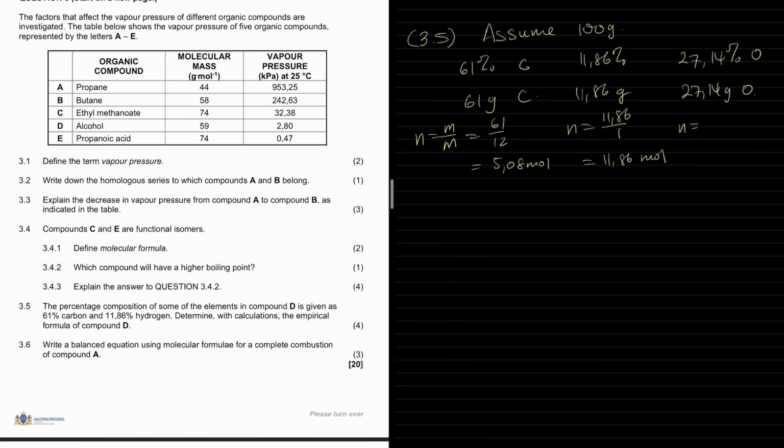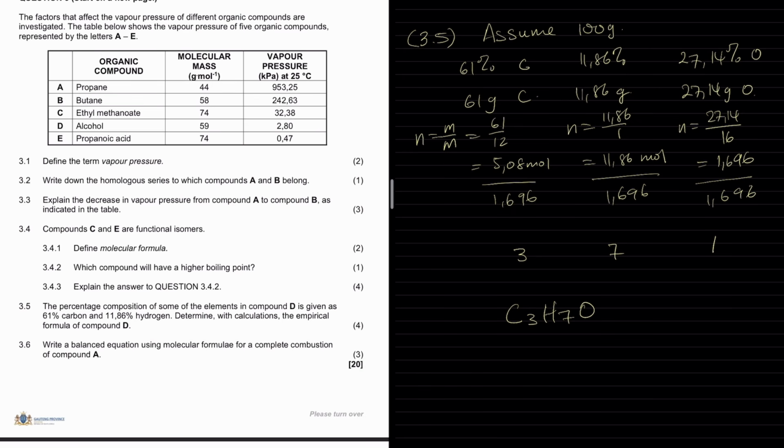Then the number of moles is going to be 27.14 divided by the molar mass of oxygen, which is 16. So 27.14 divided by 16 is 1.696. Now from here, we divide by the smallest number, which is 1.696, divided by 1.696, divided by 1.696. And so we get rounded values of 3, 7, and 1. So that means my formula is going to be C3H7O1, though it's not necessary to put the 1. And so this is my empirical formula.